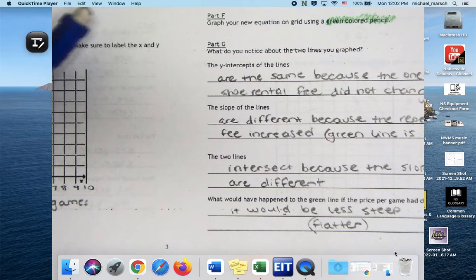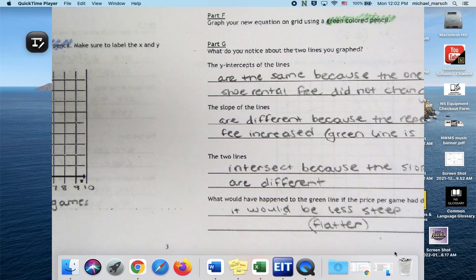Because it's going to be coming closer to that x-axis. All right, great job today.